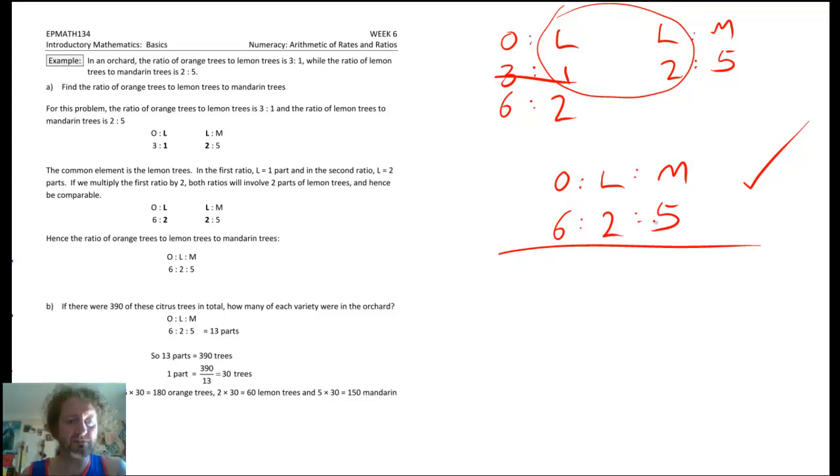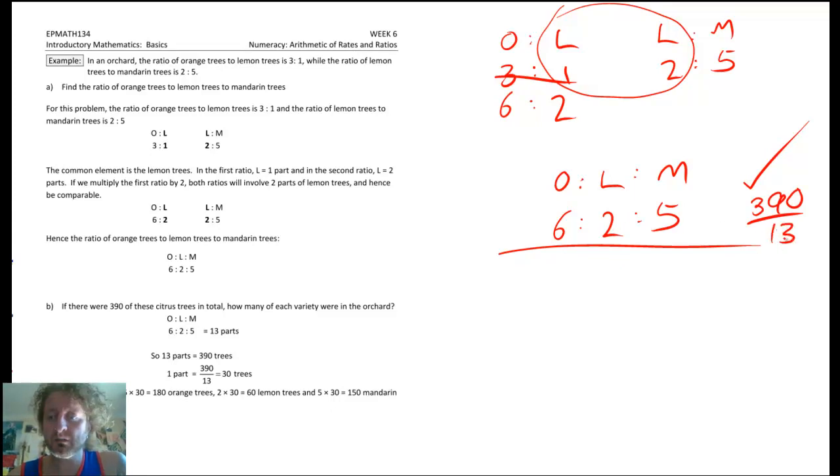Part B, if there were 390 of these citrus trees in total, how many of each variety are in the orchard? Well, we're exactly back to where we were on the previous page. We've got a total of 390 trees, of which 6 parts are orange, 2 parts is this, 5 parts is that. So how many parts are we discussing? 6 plus 2 is 8, plus 5 is 13.